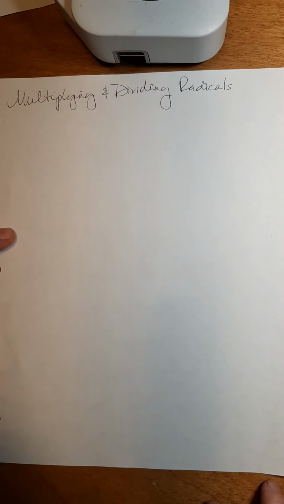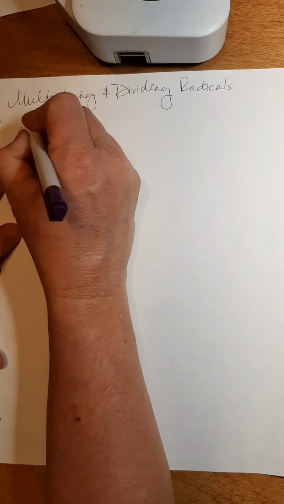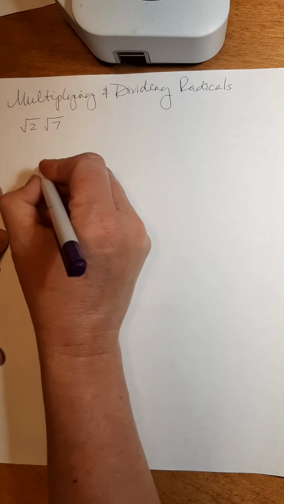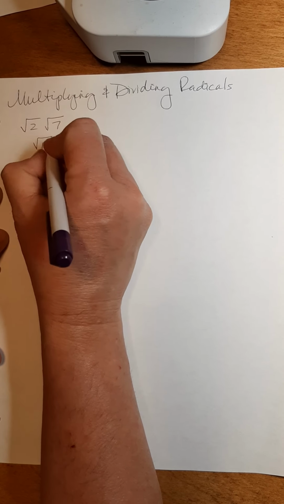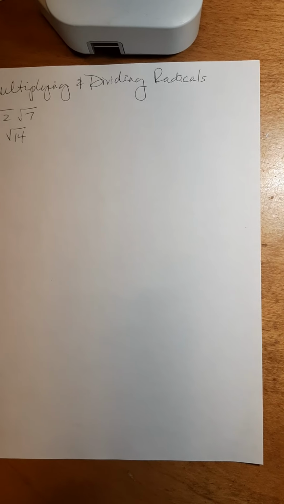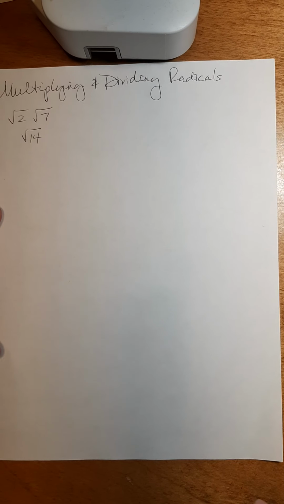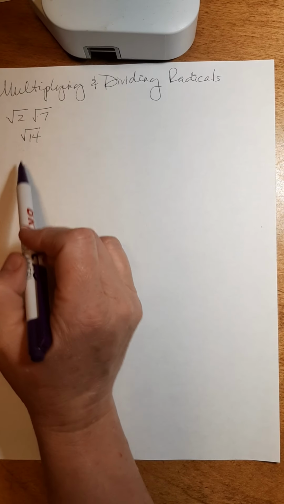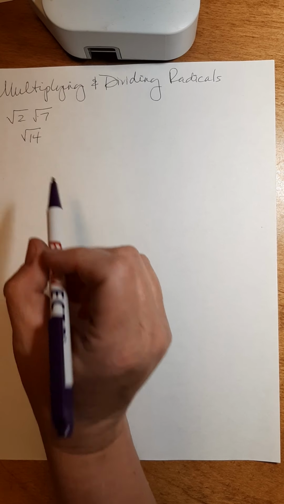Multiplying and dividing radicals. First, let's multiply. If I have square root of 2 times square root of 7, that's square root of 14. Because if it has the same index, in other words, the same root, you just literally multiply the numbers.